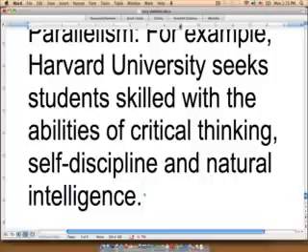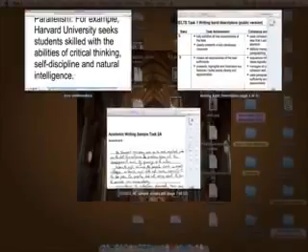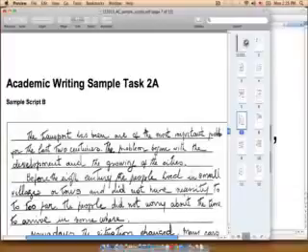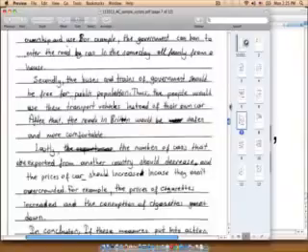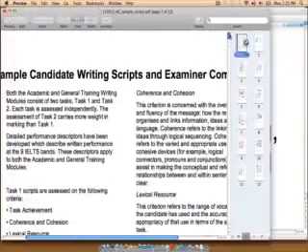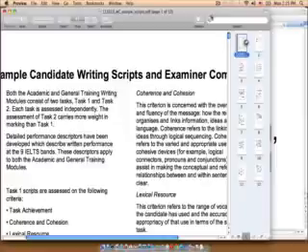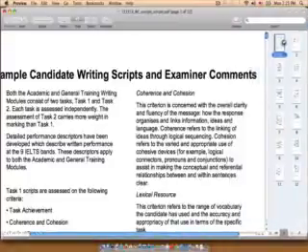Okay, now let's look at the second PDF I was telling you about at the beginning of the lesson, which is, let me double check the title here. Okay, it's entitled The Sample Candidate Writing Scripts and Examiners' Comments. Now I'll see if I can make this a little bit bigger so that you can see it clearly.